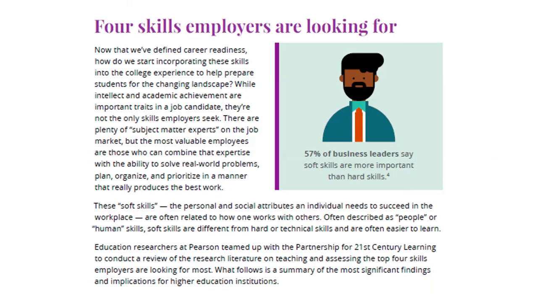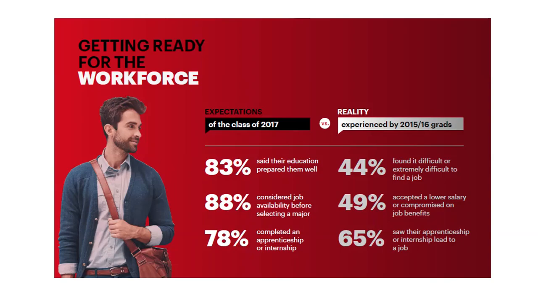And then finally, you might be able to use a little image and then put some text around it. 57% of business leaders say soft skills are more important than hard skills. That draws the reader's eyes to it. It's one sentence. It's clear, concise, and compelling. Again, we're just harping on, you want to keep reinforcing the objectives that you're trying to convey in your report.